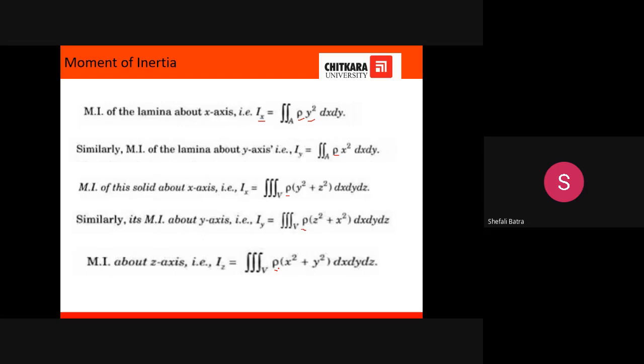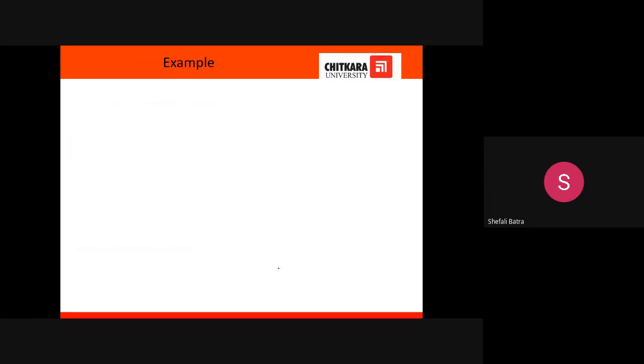Let us have an example based on these formulas. Consider a triangular lamina R with vertices (0,0), (0,3), (3,0) and with density rho(x,y) equal to x into y. Then find the total mass.